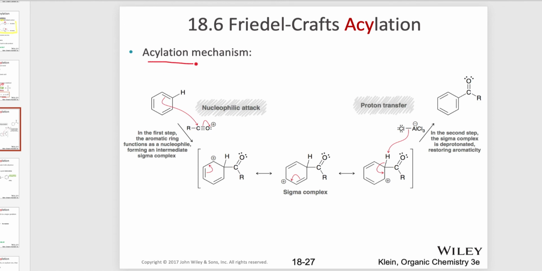So the acylation mechanism starts out. Here's the nucleophile attacking the carbon. We can formulate this either with this ion, or we could also use this ion, where we have the positive charge on the carbon and then the double bonded oxygen. Okay, so either way you will get to this intermediate.